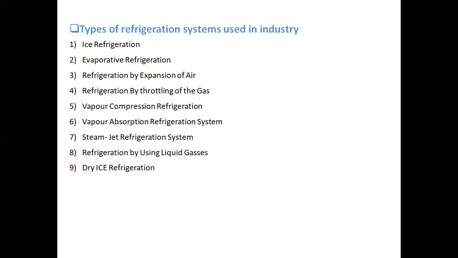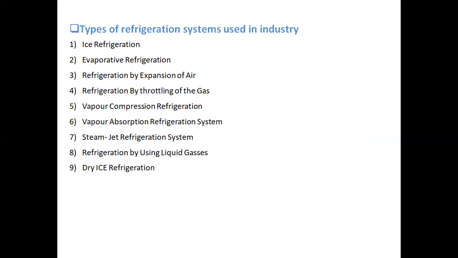the fifth type, that is the vapor compression refrigeration, which accounts for more than 90% of the application in domestic as well as industrial applications today. So our focus in this course is mainly on vapor compression refrigeration cycle.